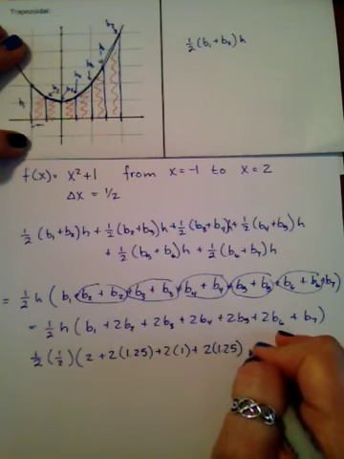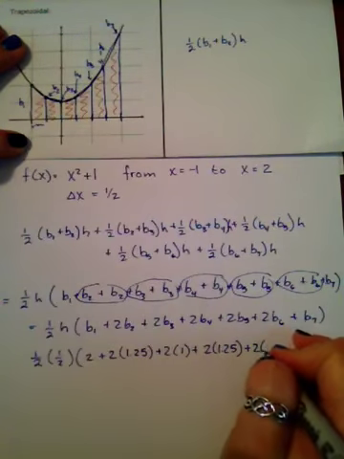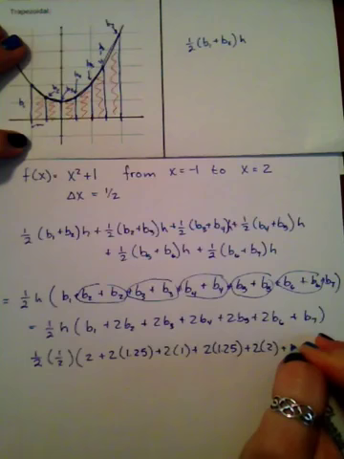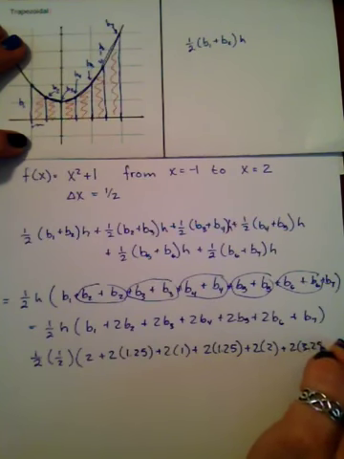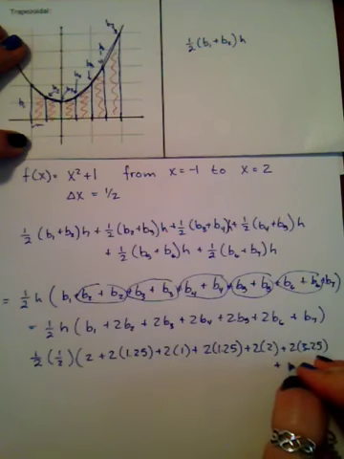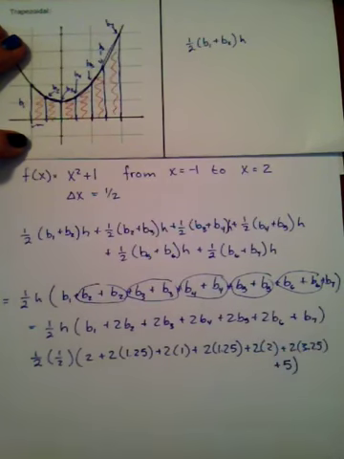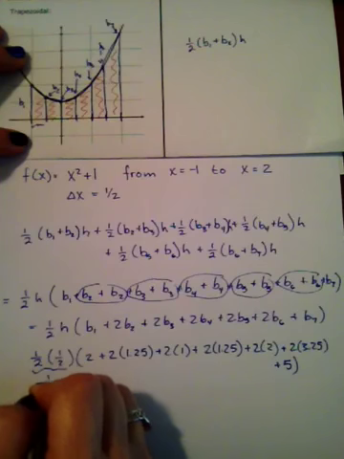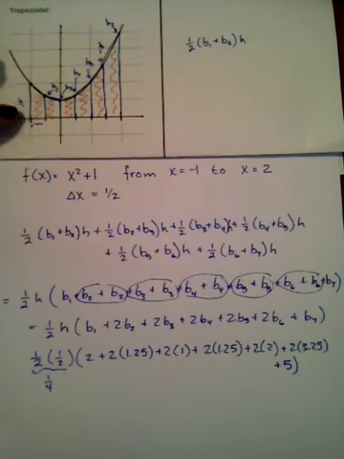Plus 2 times, and our height at 1 was exactly 2. Plus 2 times 3.25, and our final height was plus 1 times, and this height is 5. And when you add all of that up together, multiply it by the combined 1/4, you would get the trapezoidal sum, the trapezoidal estimate for area underneath that function.